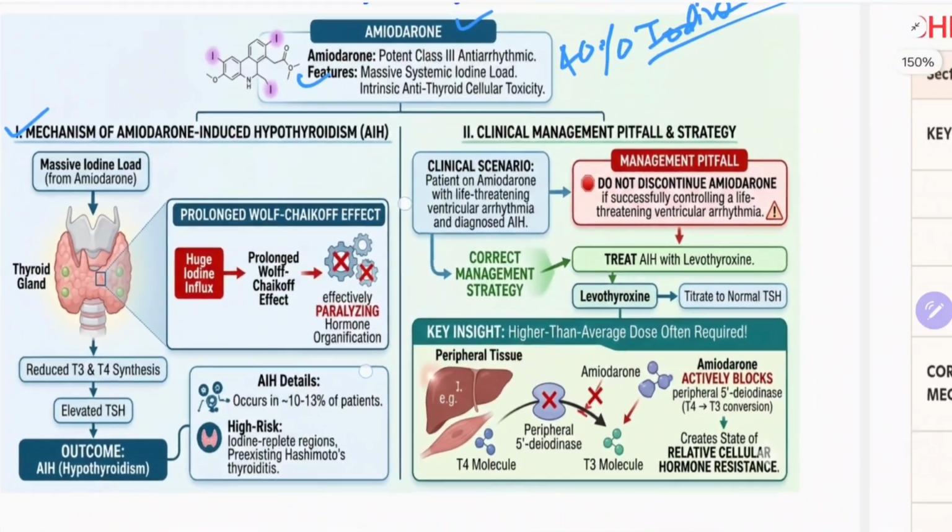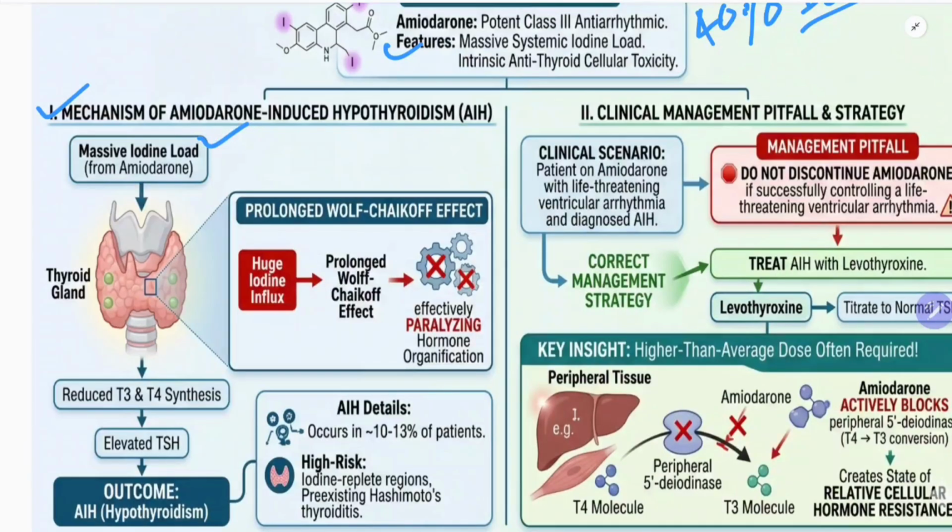So first we will see the mechanism of amiodarone-induced hypothyroidism. There is a massive iodine load from amiodarone. This huge iodine influx will lead to a prolonged Wolff-Chaikoff effect that will effectively paralyze the hormone organification stage, and TPO will be inhibited. That will lead to reduced T3 and T4 synthesis. Elevated TSH is the outcome, so that will cause amiodarone-induced hypothyroidism. This occurs in 10 to 13% of patients who are taking amiodarone. High risk categories include iodine-replete regions and patients who have pre-existing Hashimoto's thyroiditis.